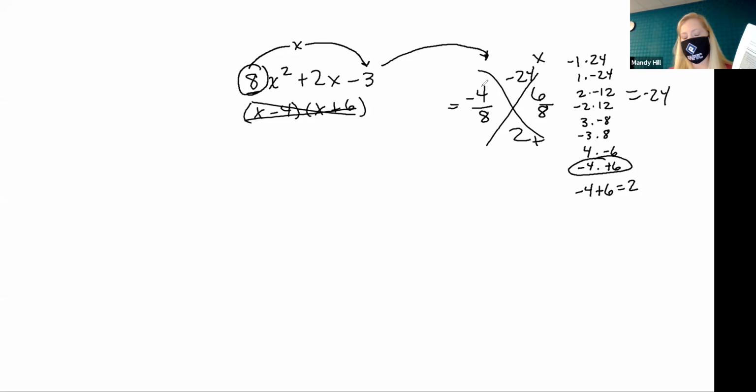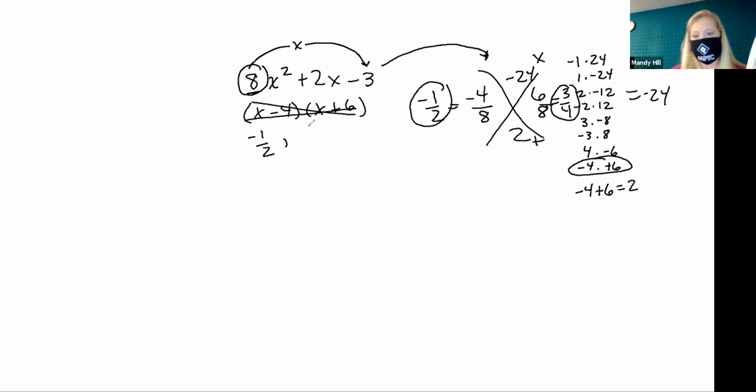We're going to reduce the fractions. Negative 4/8 is the same thing as negative 1/2 because we could divide the top by 4 and the bottom by 4. Are y'all good with that? 6/8 will reduce to 3/4 because we could divide the top by 2 and the bottom by 2 and get 3/4. So these are actually the two numbers that I'm working with. Negative 1/2 is one of the numbers, and 3/4 is the other number I'm working with when I write my parentheses.